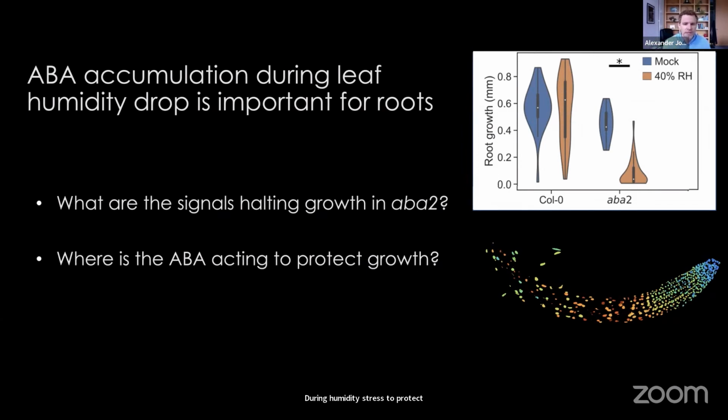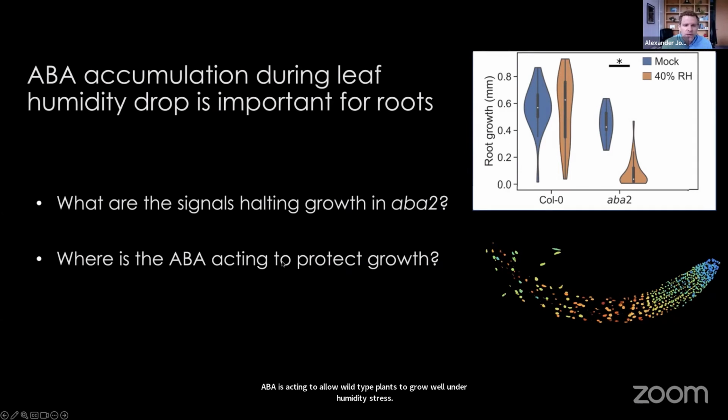So oftentimes ABA is thought of as a growth inhibition signal, but indeed sometimes it is a growth promotion signal, or in this case, a growth protection signal for roots. We don't yet know what the signals are that would halt growth in ABA2 mutants, so why these roots are not growing. We just know that ABA is acting to allow wild-type plants to grow well under humidity stress.